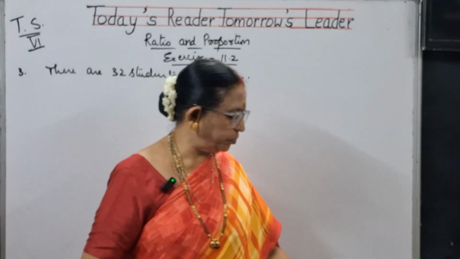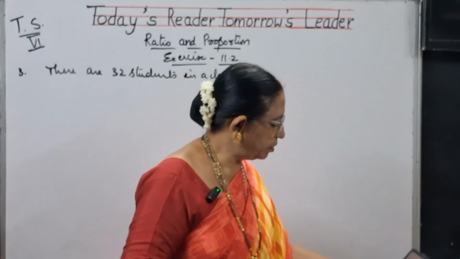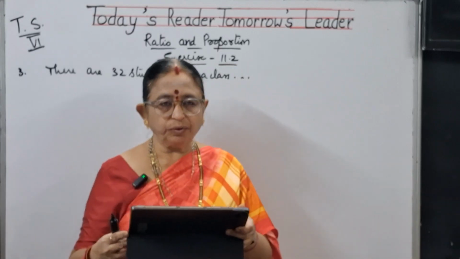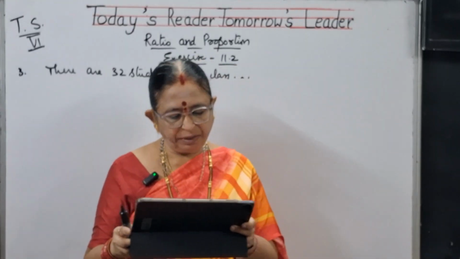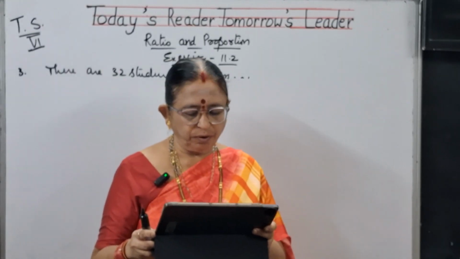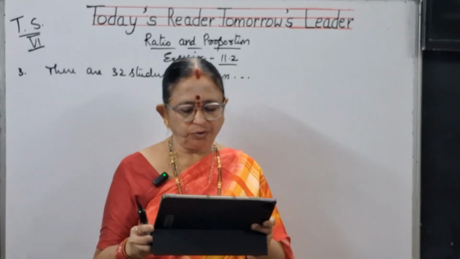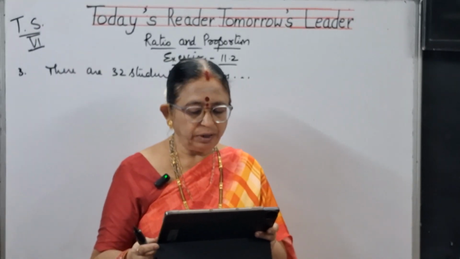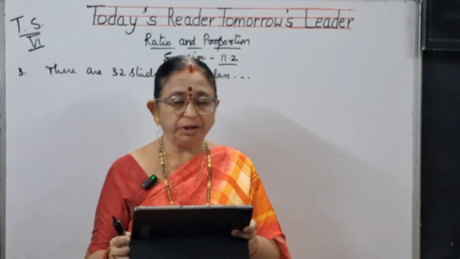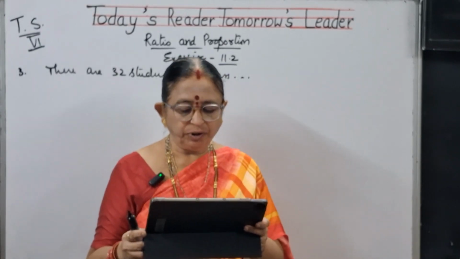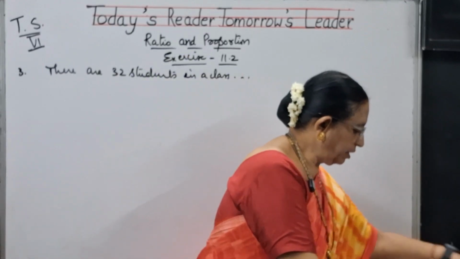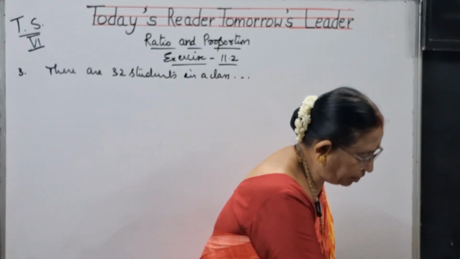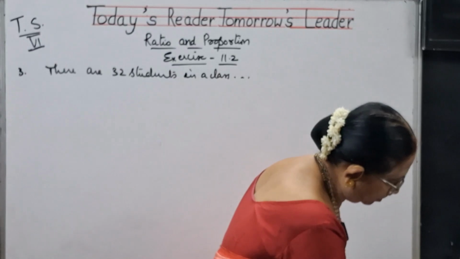Now, third problem, children. There are 32 students in a class, of which 12 are girls. 3 bits are given. Find the ratio of the number of boys to girls, the ratio of the number of boys to the total number of students, and the ratio of the number of girls to the total number of students. So let us see this one by one. We will be taking care of this, children.